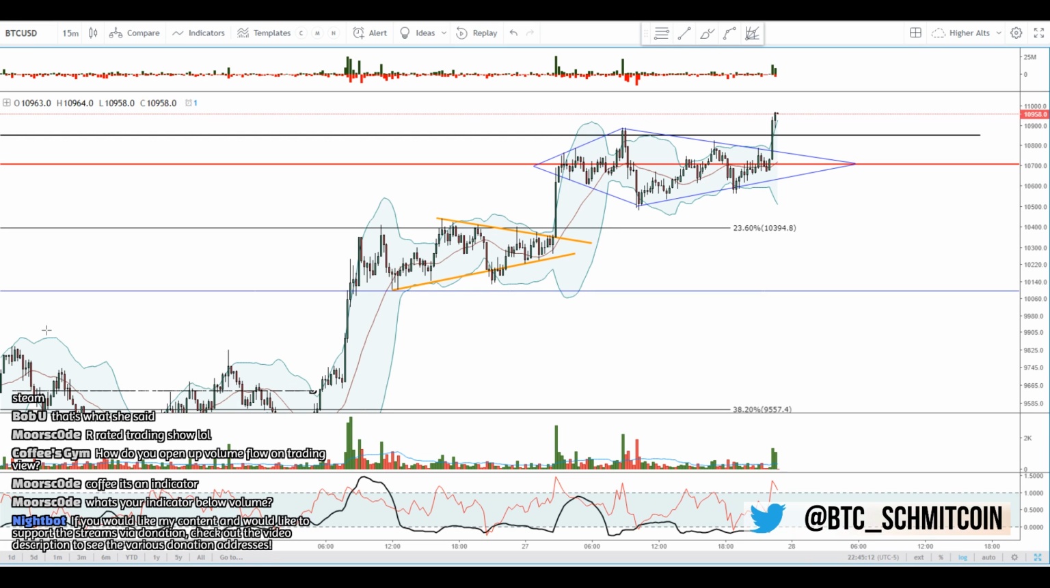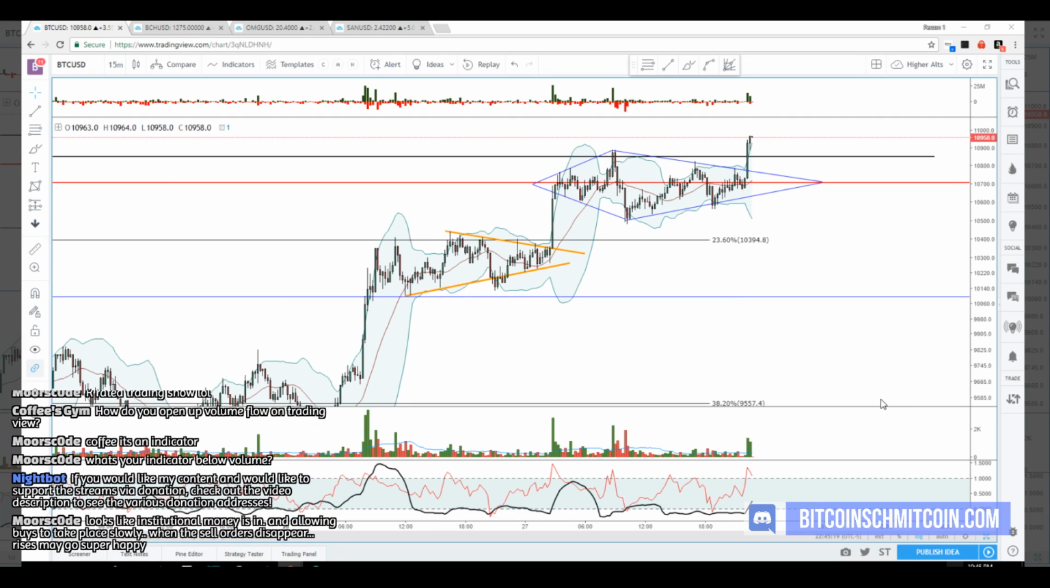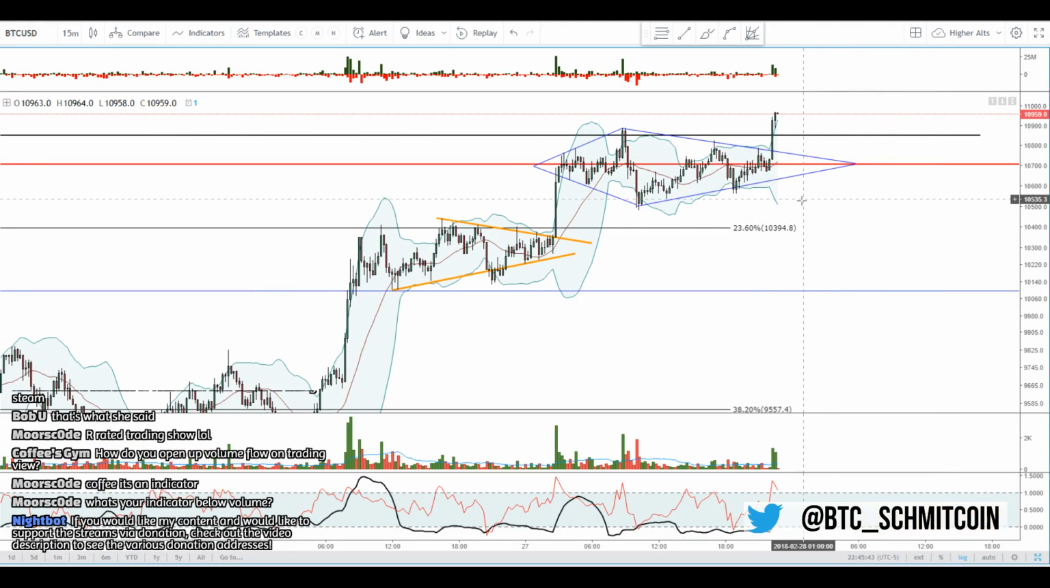What's your indicator below volume? Oh, this is just Bollinger Band width and percent B. They're just overlapped on top of each other. This is BBW and this is percent B right here. Oh, no, I'm sorry, I said that backwards. This is BBW and this is percent B. There's just two Bollinger Band indicators because I trade a lot with Bollinger Bands.